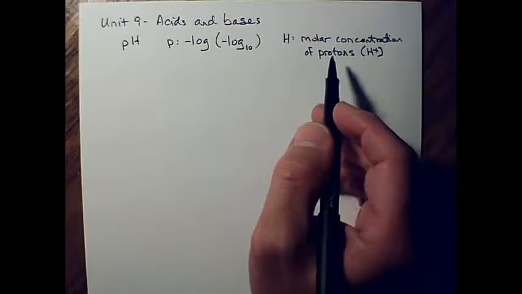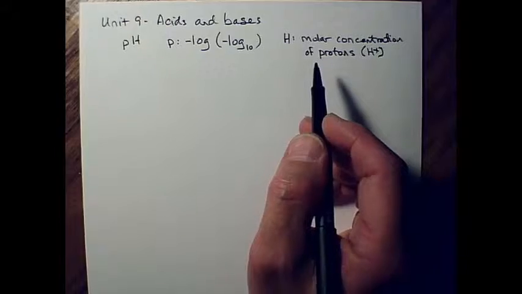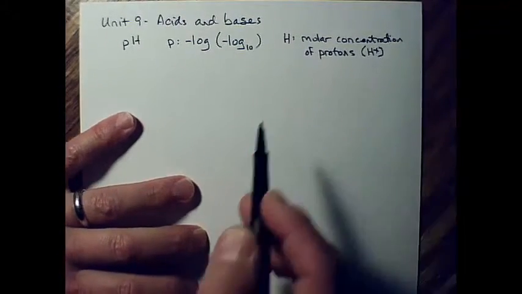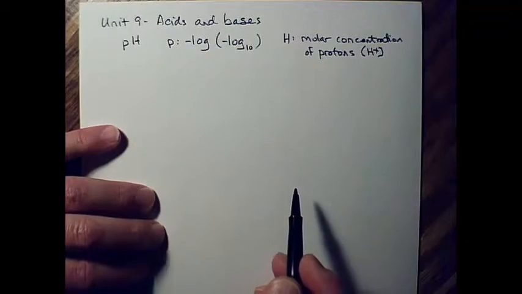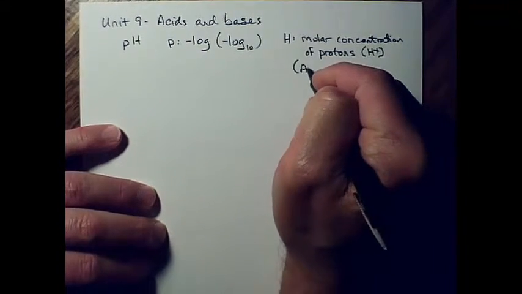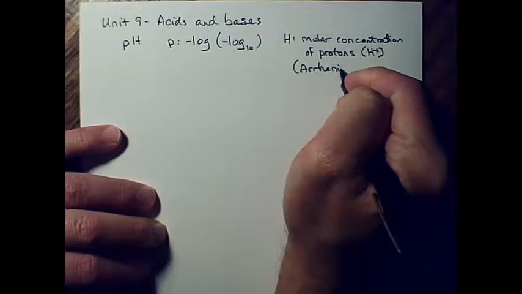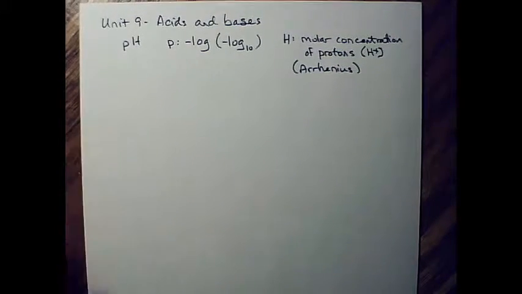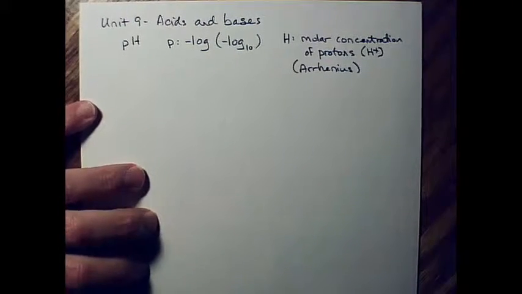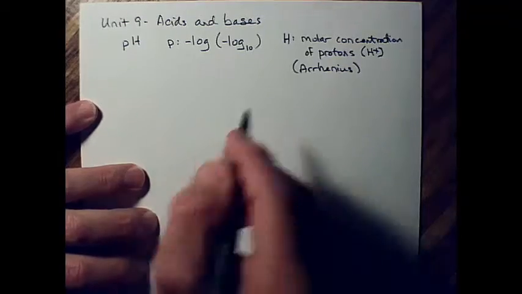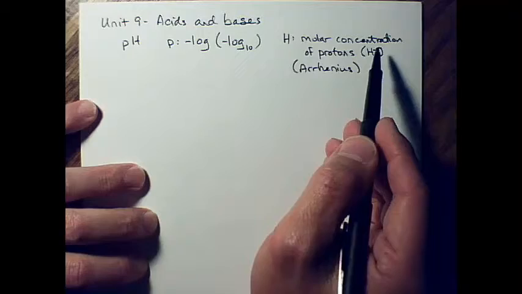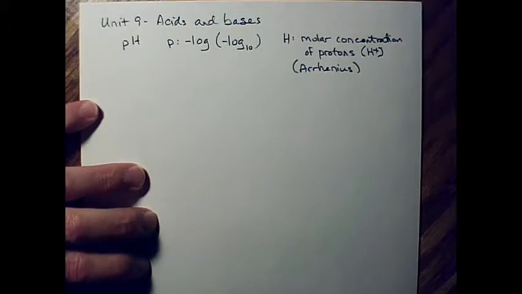Now, this is the simplest of the acid-base definitions, which I've used before to tell you about acids and bases. This is based on what's called the Arrhenius definition of acids and bases. We'll learn about three different definitions of acids and bases in Unit 9, but right now we're just going to stay with the simple one. So that's what pH is. It's the negative logarithm of the molar concentration of protons.